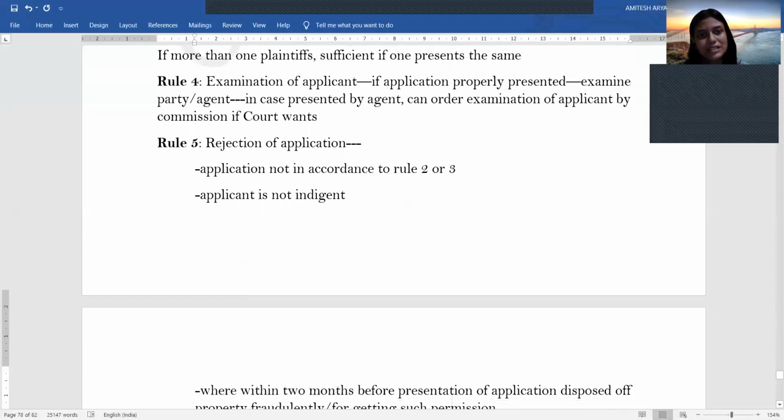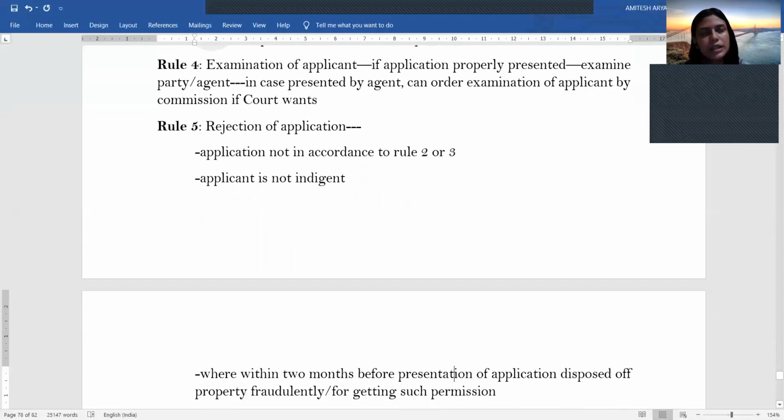If there is more than one plaintiff, then even if only one of them has come, it is enough for the application. One of them is enough; they can appear and do so. Rule number 4 is talking about examination of the applicant. If the application was properly presented, then the party or the agent will be examined.